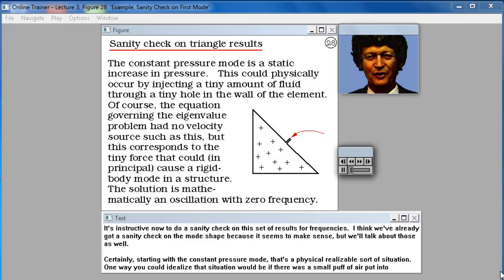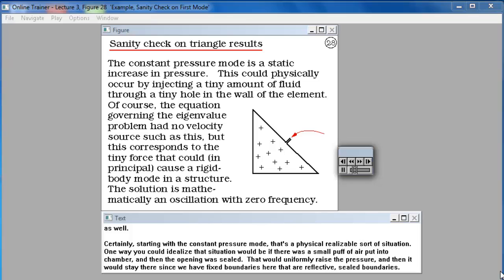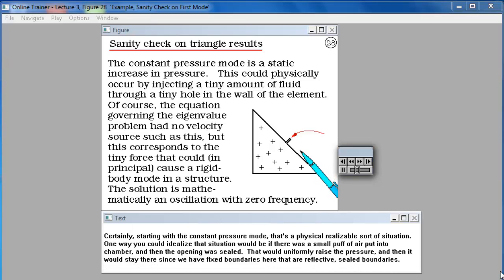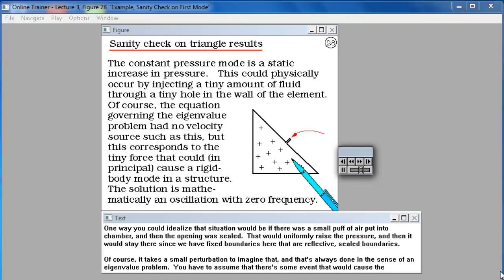It's instructive now to do a sanity check on this set of results for frequencies. I think we've already got a sanity check on the mode shape because it seems to make sense, but we'll talk about those as well. Certainly starting with the constant pressure mode, that's a physically realizable sort of situation. One way you could idealize that situation would be if there was a small puff of air put into the chamber and then the opening was sealed. That would uniformly raise the pressure in the chamber and then it would stay there, since we have fixed boundaries here that are reflective sealed boundaries.